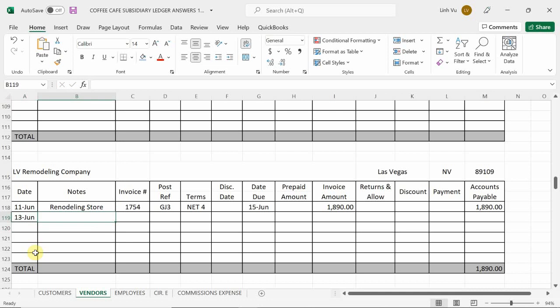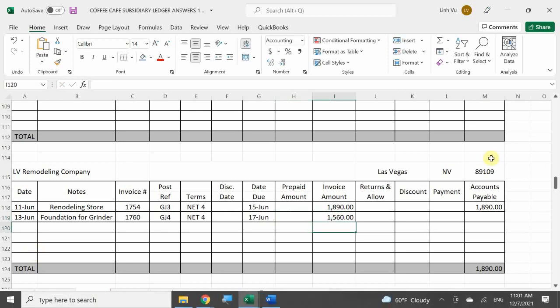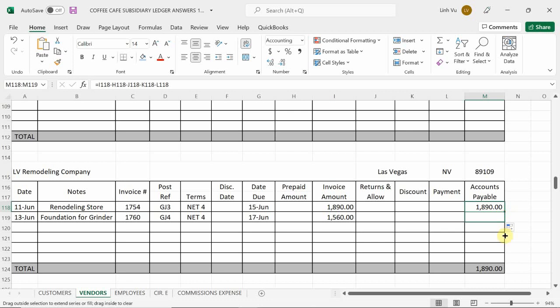So it's the 13th, and this is foundation for grinder. 1760, General Journal number 4. And again, it's another net 4. Therefore, this is going to be due on the 17th of June, for a total of $1,560. So in grand total, I owe another additional $1,560.